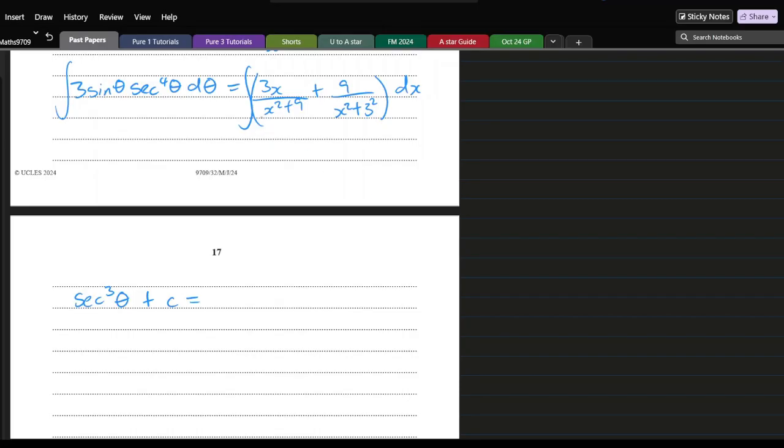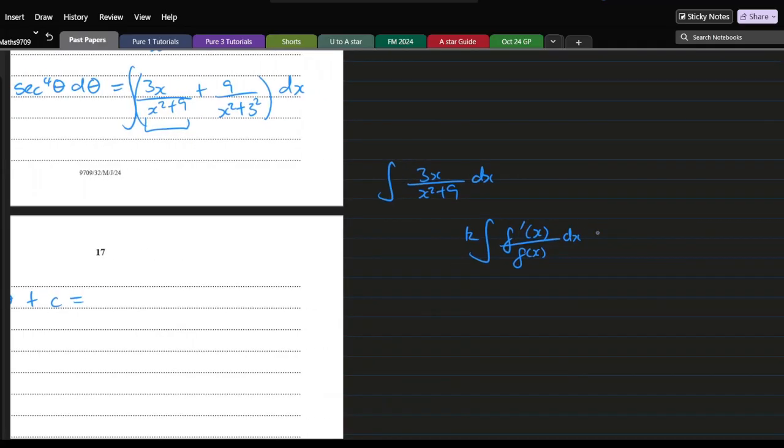This is equal to, here we want to integrate 3x over x squared plus 9. We're going to use the method of recognition here, which is basically the idea that if you've got a derivative on the numerator and the function is on the denominator, and you've got a constant outside the integral sign, it means that your integral should be k ln f of x. Alright, so that's the idea we want to use over here.